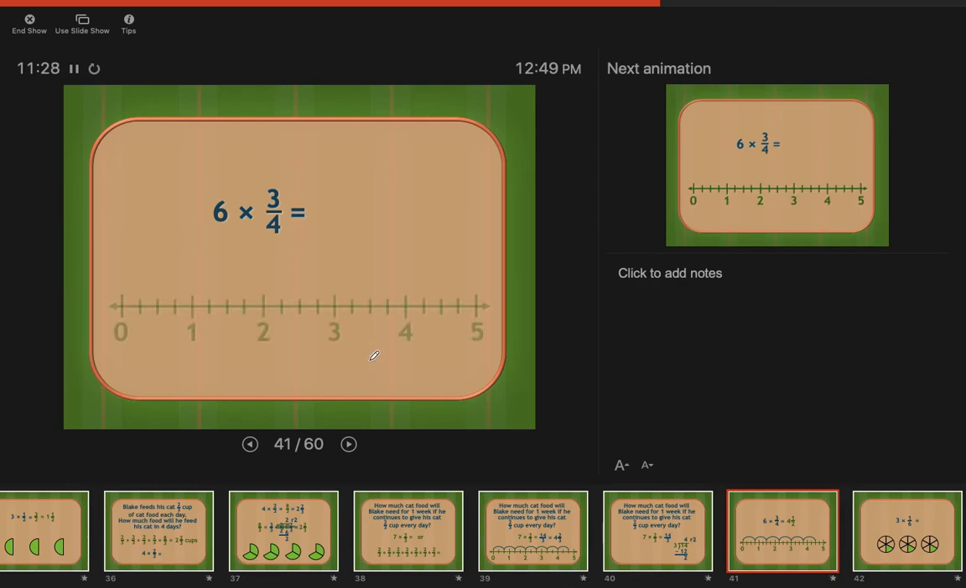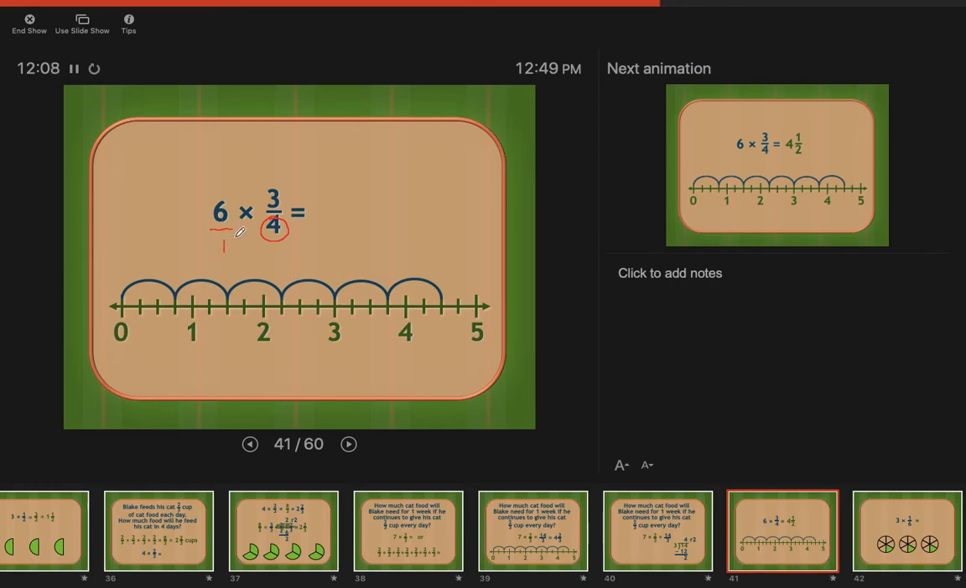6 times 3/4. What is this going to look like on a number line? Again, check out your denominator to see how many pieces I am going to break my whole into. From 0 to 1, I break it into 4 pieces: 1, 2, 3, 4. I need 6 jumps of 3/4. So here we go: 1, 2, 3, 4, 5, 6. Notice there's 3/4 in between each jump. Where did I land? I should be at 4, and here's the halfway mark. I should be at 4 and 1/2.